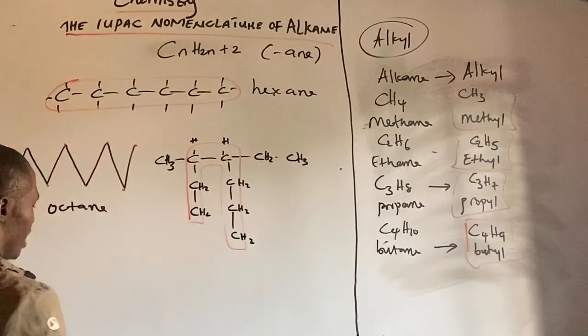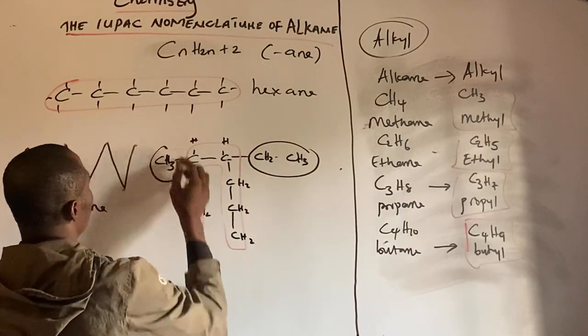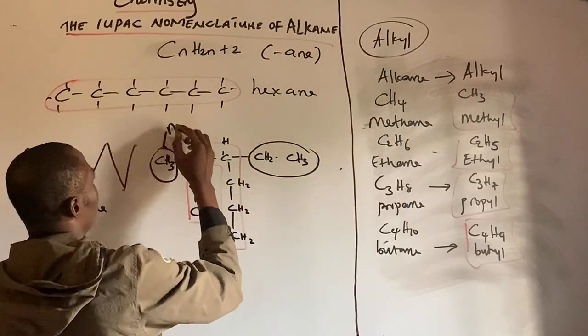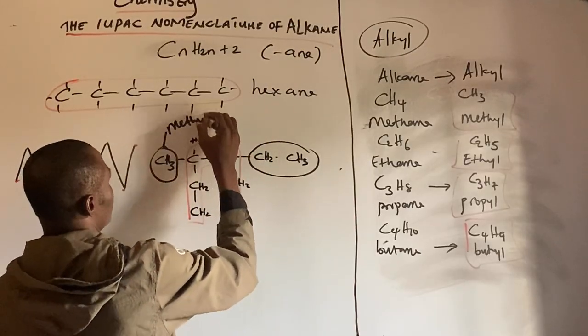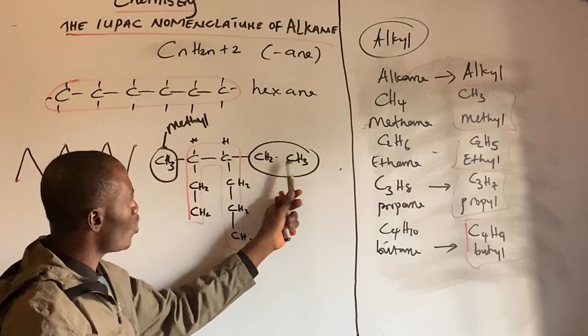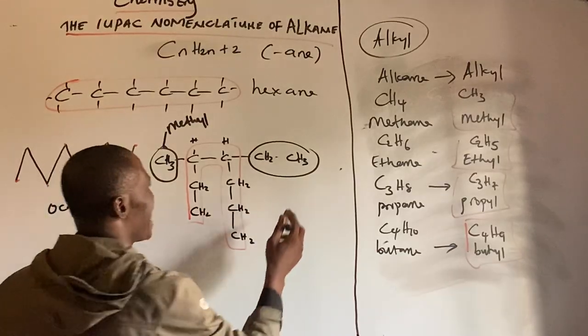Now let's look over here. We have a substituent here. This is a substituent. Now this is a substituent. All right, the substituent is CH3, which is a methyl. Now, the substituent on the other side of the diagram: how many C do we have there? 2. How many hydrogen? 5. That's an ethyl.